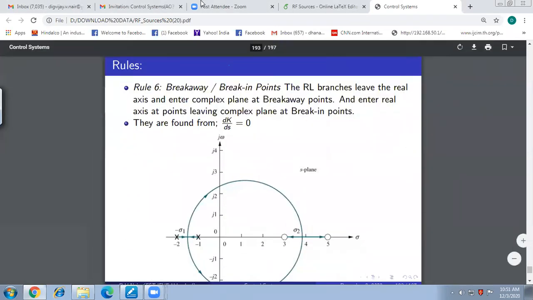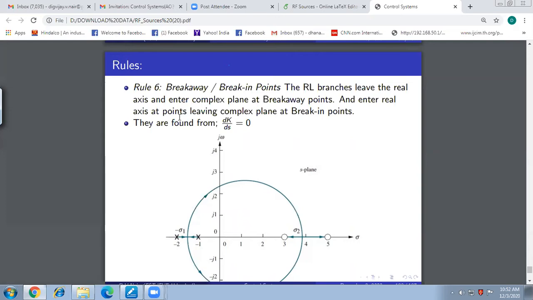Okay, friends. Now let us look at the next rule. Rule number 6: the breakaway and break-in points. How to obtain the breakaway and break-in points. It's very simple. We know that the root locus branches start at open loop poles on the real axis.